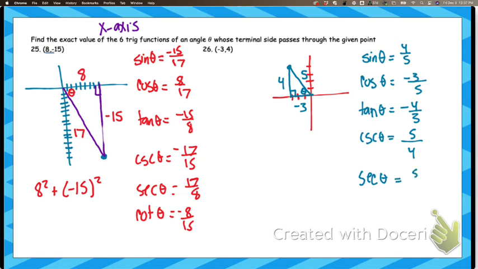Hypotenuse over opposite. Hypotenuse over adjacent. And adjacent over opposite. And those are your trig values.